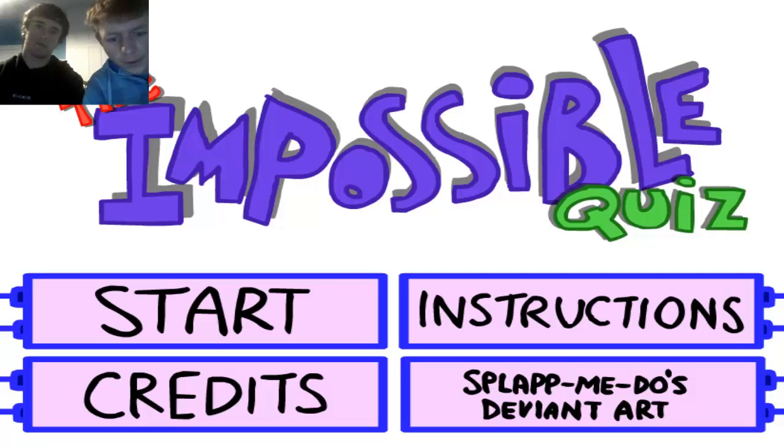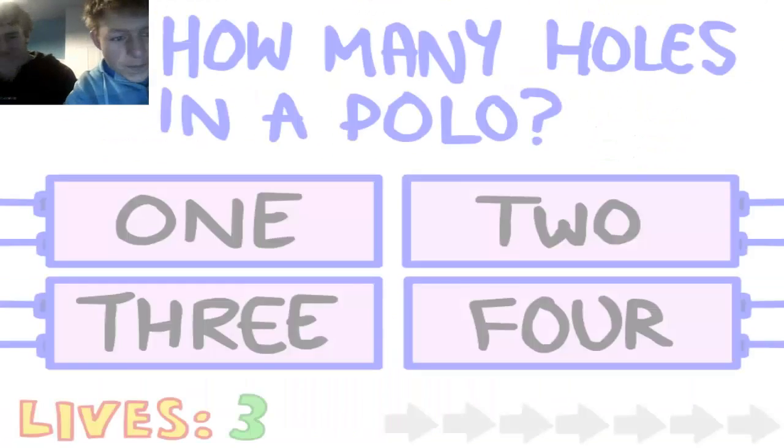I've got a friend here with the Yellowmilochicken, Milochicken, whatever it is. And we've decided to play the impossible game. Or the quiz. Quiz, whatever. However you say it. God, this is good. Okay, let's get into it.